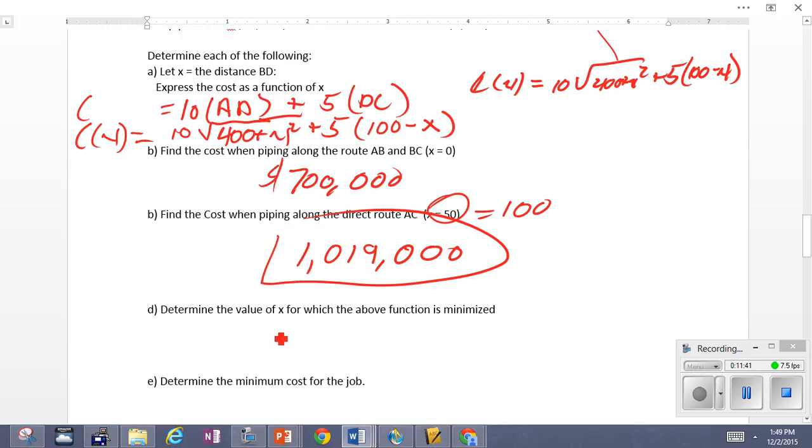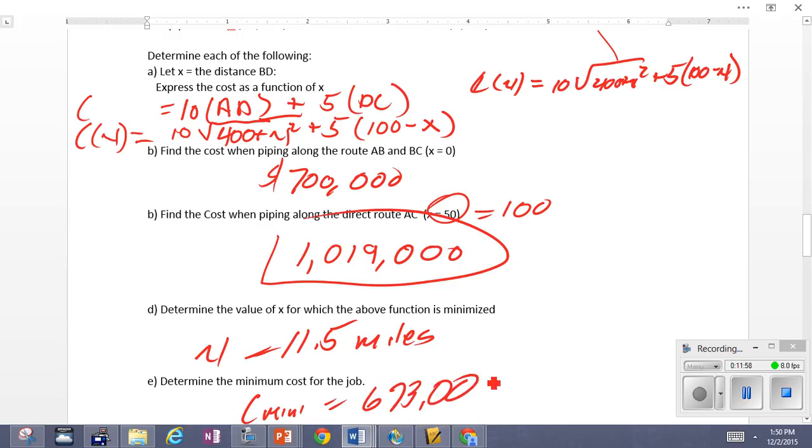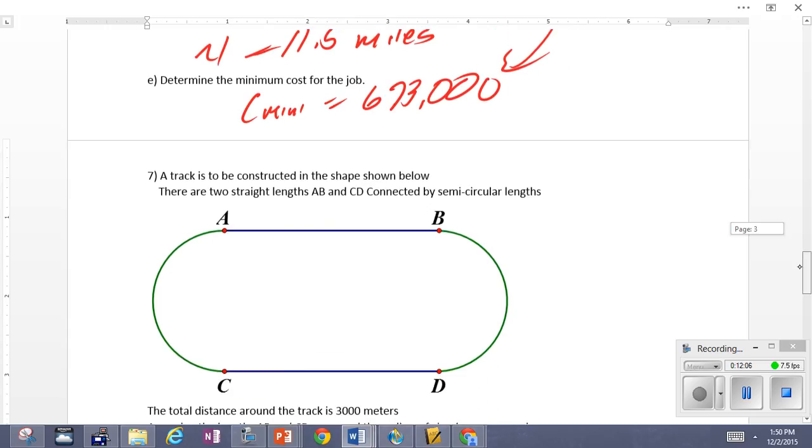So 11.5 miles is the value of X for the minimum cost, which is $673,000. Okay, savings of what, $27,000 over this route. So definitely the most cost-efficient way to go.